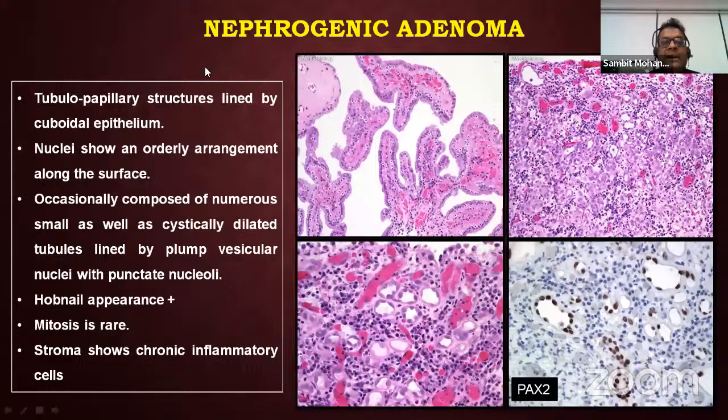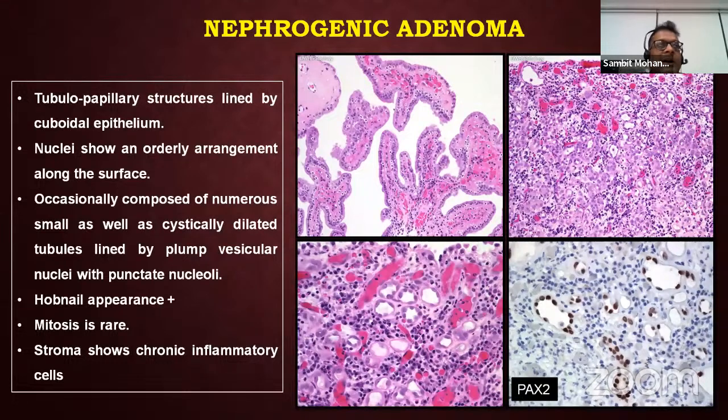Then this is an important entity, nephrogenic adenoma. So what is nephrogenic adenoma? The name itself is very important. Adenoma means there is a glandular proliferation, which is possibly benign or tumor-like, and nephrogenic means it is derived from the renal tubules, not from the bladder. But what are they doing in the bladder wall?